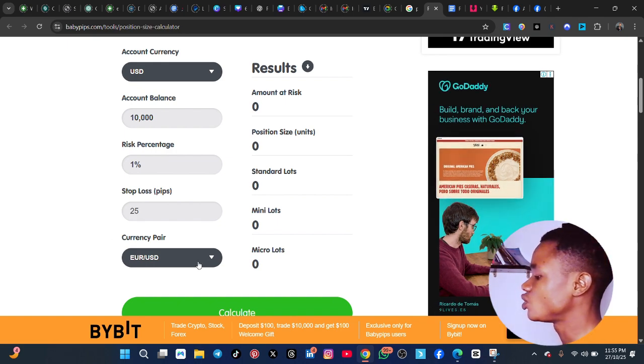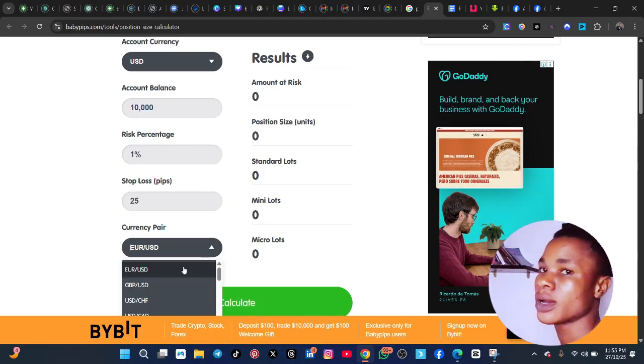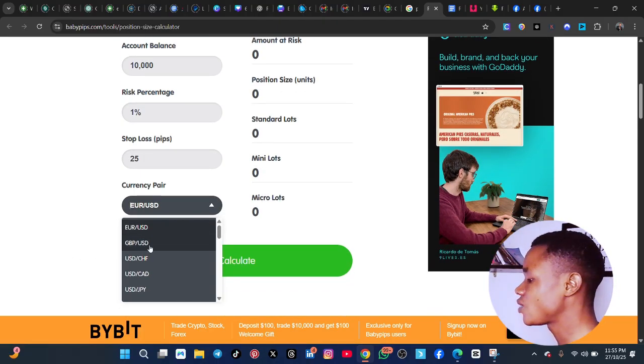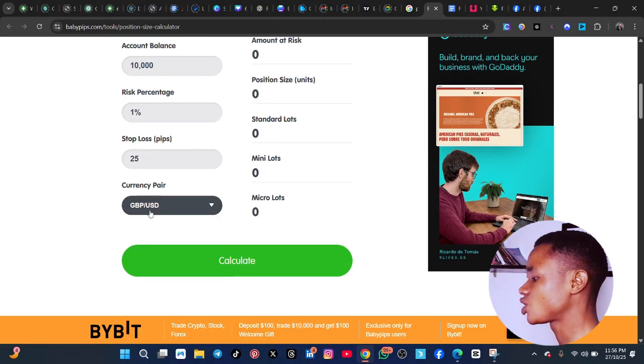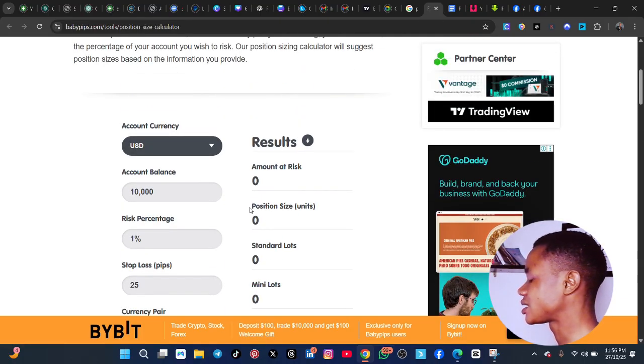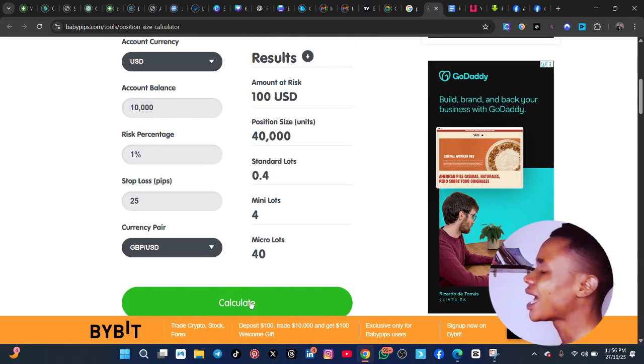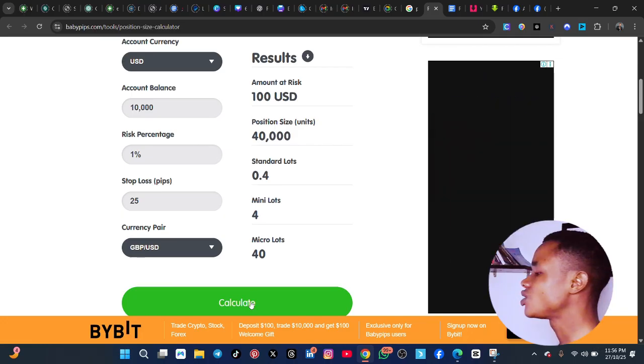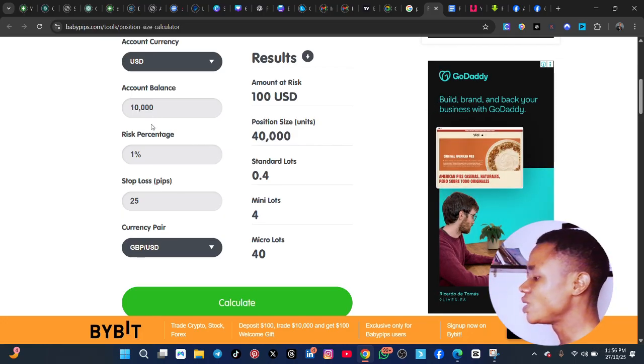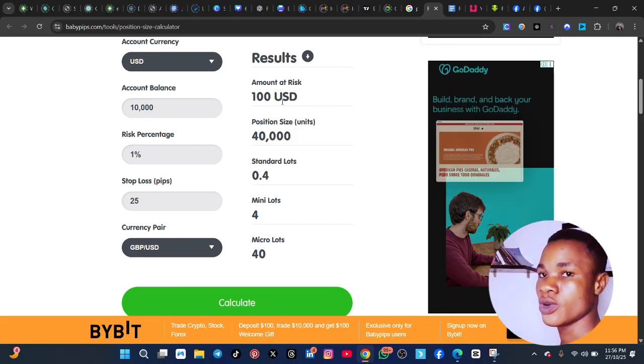And then the next thing for you to do is choose the currency pair that you're about to take that trade on. So let's say we want to take it on GBP/USD, so just choose GBP/USD, and then you can see here I'll now click on calculate, and then it's going to calculate everything for you. So it's going to tell you that if you are going with these statistics, you are going to be losing $100 of this account if the trade did not go your direction.